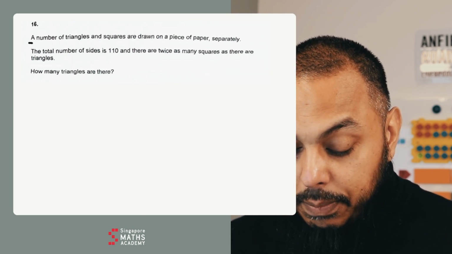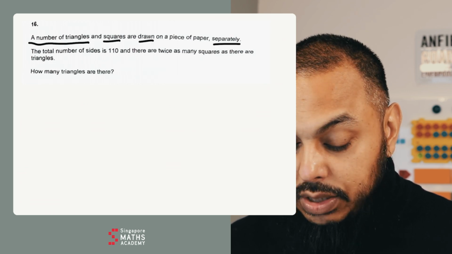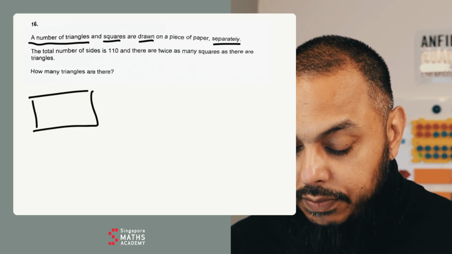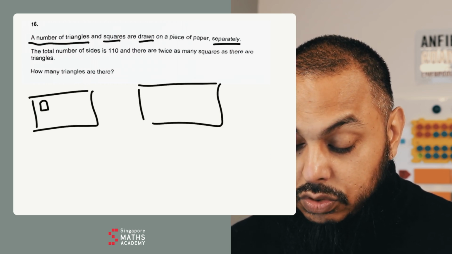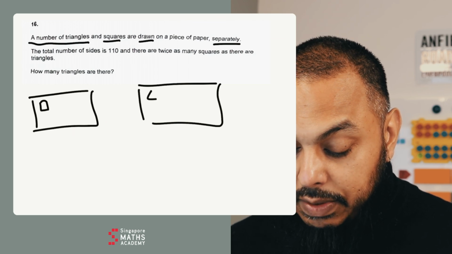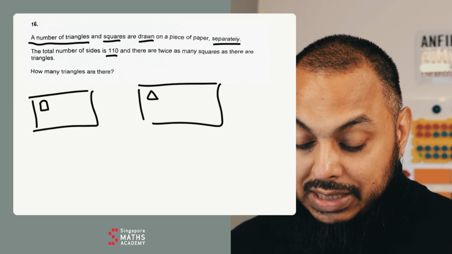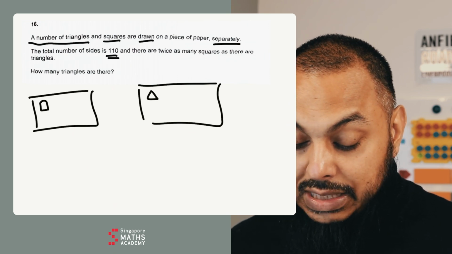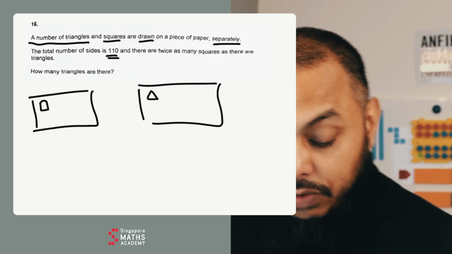Okay, so a number of triangles and squares are drawn on a piece of paper separately. So you've got like a piece of paper and another piece of paper. Some of them have squares and some of them have triangles. Okay, the total number of sides is 110. Okay, so we've got 110 sides altogether. And there are twice as many squares as there are triangles.